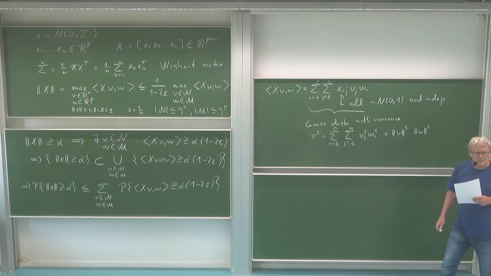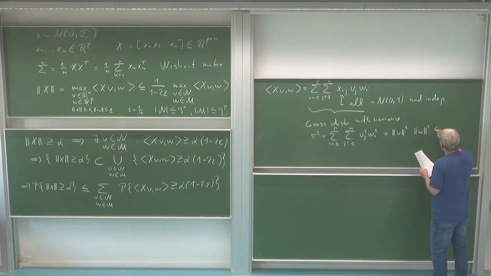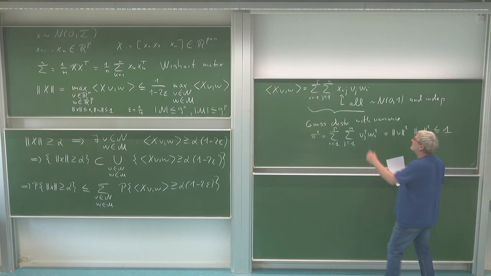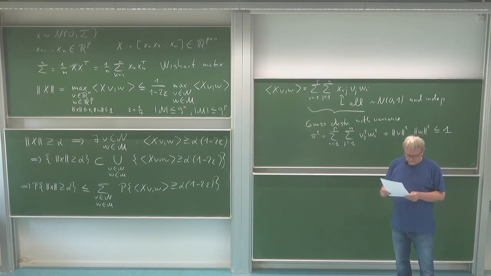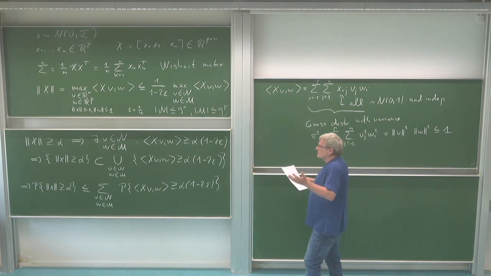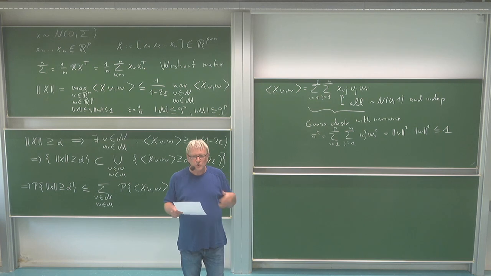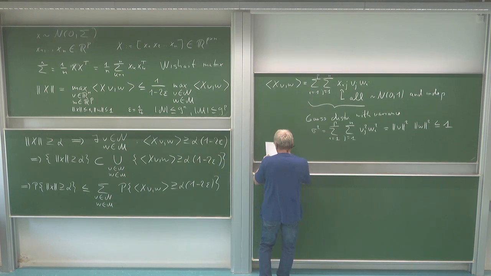But my net was in a unit ball, so the norms of those are less than 1. So what I have here is something which is less than 1. So I get here a Gauss distribution which has variance less than 1. And of course we know what the probability is of a Gauss being bigger than alpha if I know the Gauss has a given variance.